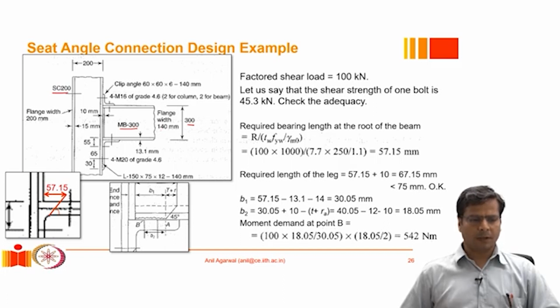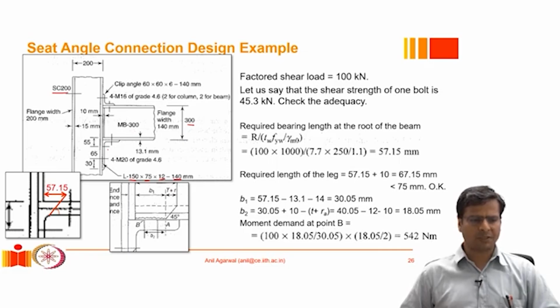Okay. Now, how is this load transferred? This load is transferred with the help of these two angles. One angle is the seat angle. This is an angle of size 150 by 75 by 12. So 150 is the vertical dimension of this angle, the vertical leg, and the horizontal leg is 75 millimeters wide, and 12 millimeters is the thickness of both these legs. Okay, and 140 here represents the length of the weld, which is basically equal to the width of the beam flange in the direction perpendicular to the screen.